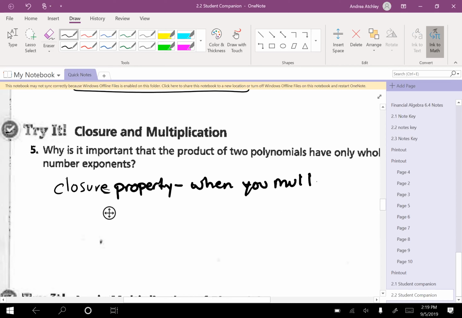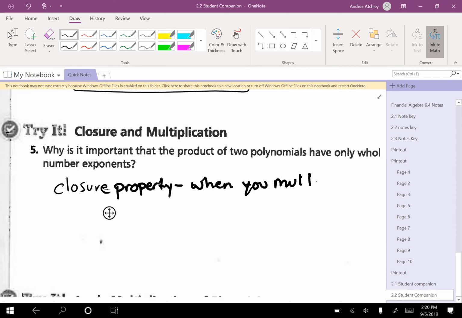The closure property is when you multiply two numbers together and you get the same type of number, so let's review with integers. We all know what integers are, right? Negative and positive whole numbers, okay? So if I add two integers together, so if I add 2 plus 5, what's 2 plus 5? 7. Is 7 an integer? Yes. Then we say that that is closed under the operation of addition. Because when I add two integers together, my answer will be an integer.